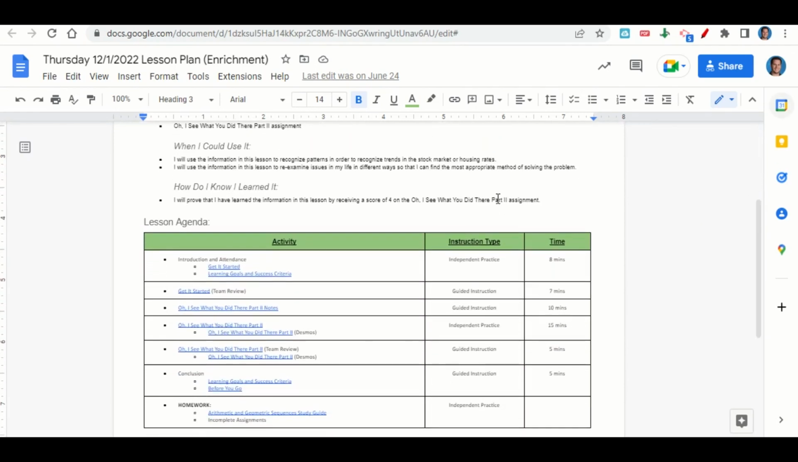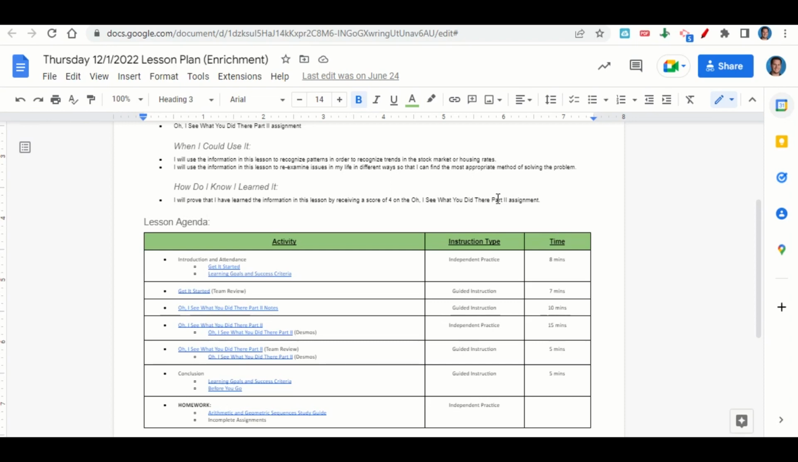Now let's take a look at our agenda for today. We will begin by going over the learning goals and success criteria. While we do that, you'll fill out your Get It Started. Once you've completed your Get It Started, we'll go over it together and answer any questions that you may have. After that, we'll go over the "Oh, I see what you did there Part 2" notes, and then I'll give you time to complete the "Oh, I see what you did there Part 2" assignment on Desmos. Once you've completed the assignment, we'll go over it together and answer any questions that you may have.